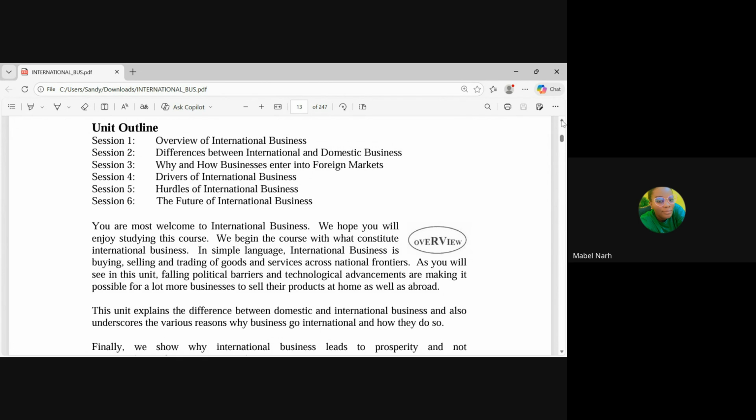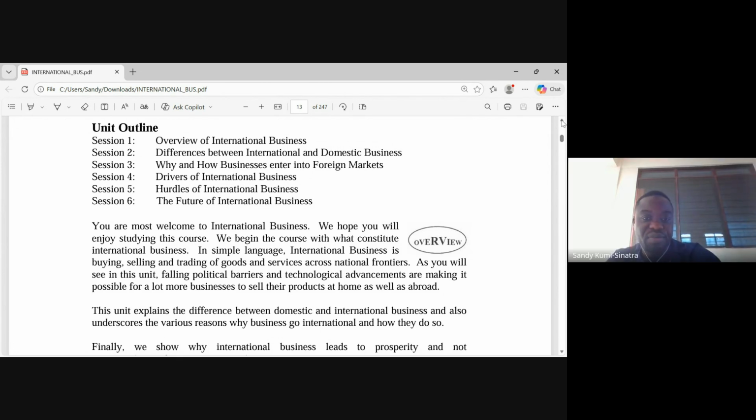So as I indicated earlier, we are going to look at international business. So at the end of this first session, our first meeting, we should be able to understand or have an overview of international business, differentiate between international and domestic business, why and how businesses enter into foreign markets, drivers and hurdles of international business, and then finally look at the future of international business. So this is what we are going to do today.